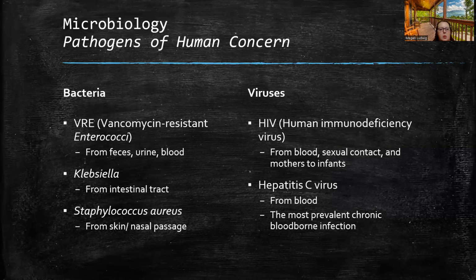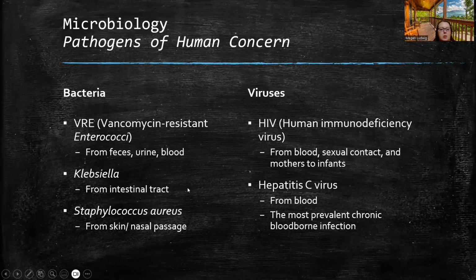VRE stands for vancomycin resistant enterococci. So vancomycin is an antibiotic. There have been a lot of bacteria over time that have become resistant to certain antibiotics. This enterococci particularly is resistant to vanc. So you're going to find this in feces, urine, and blood, and it is contagious. It will cause disease in somebody else if you don't use the right contact precautions.